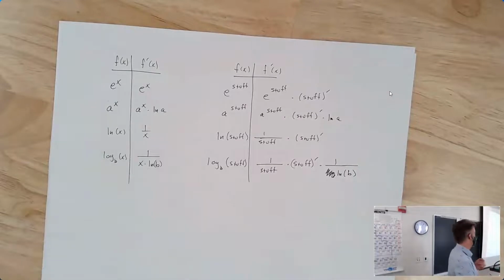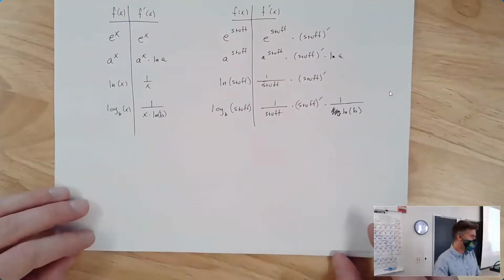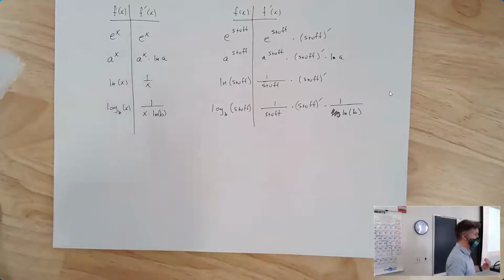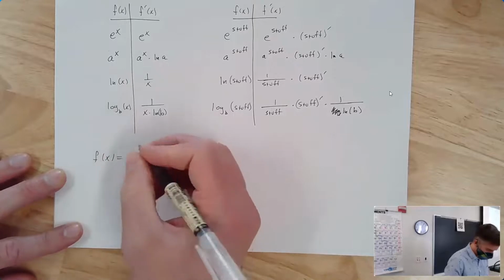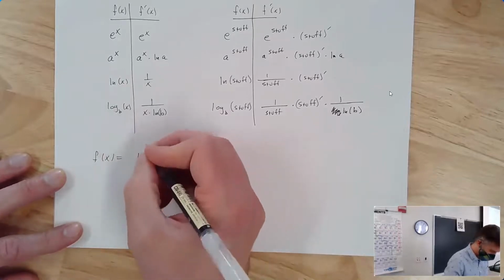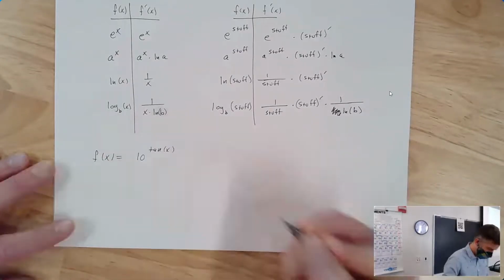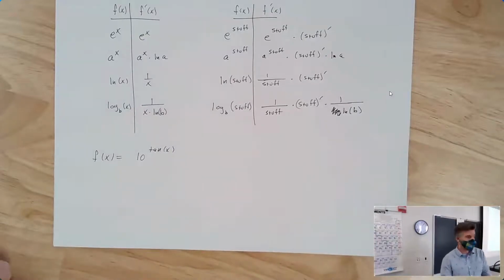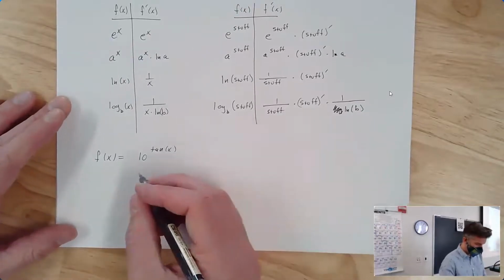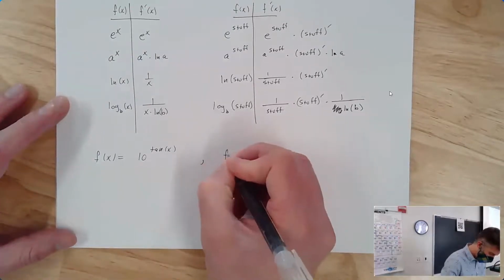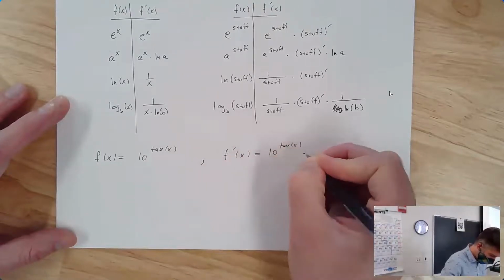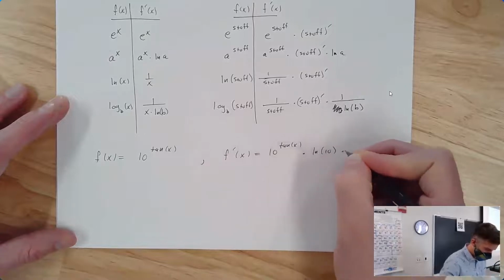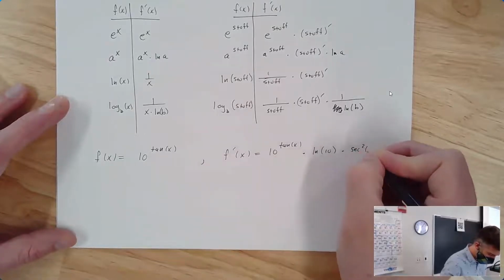There was something else I wanted to mention, which is that your teacher might show you how to do the derivative of a function like this a different way. So let's say our function is 10 to the tangent of x. We could take the derivative just using the rule we've developed. I know the derivative of 10 to the stuff is going to be 10 to the stuff times the natural log of 10 times the derivative of the stuff, which is secant squared of x.